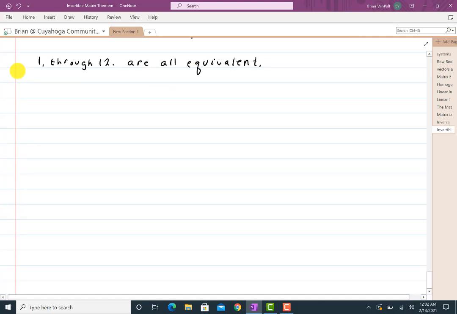Another theorem. Let A and B be square matrices.